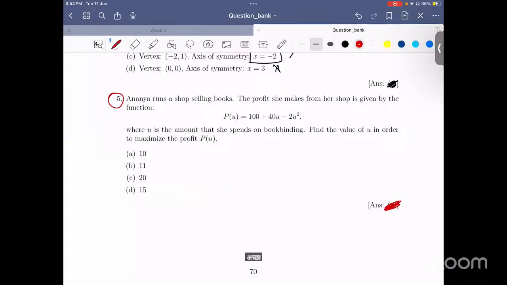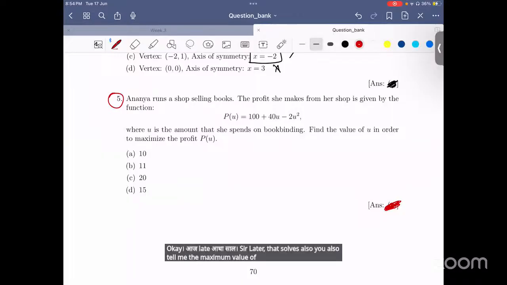Answer 10. Okay, so u is equal to 10. Let others solve also. You also tell me the maximum value.